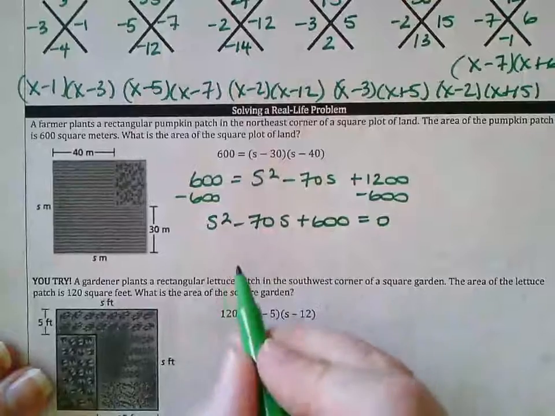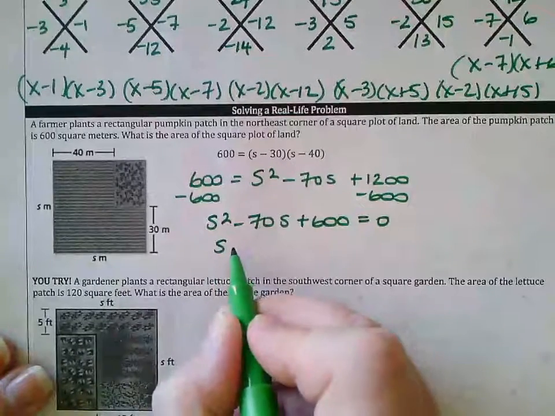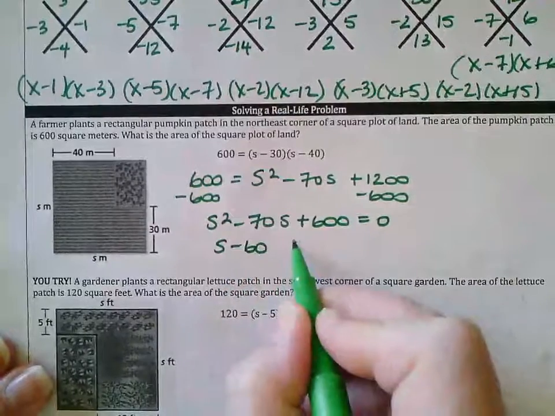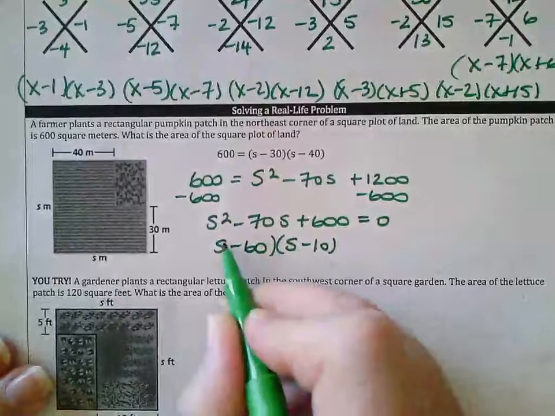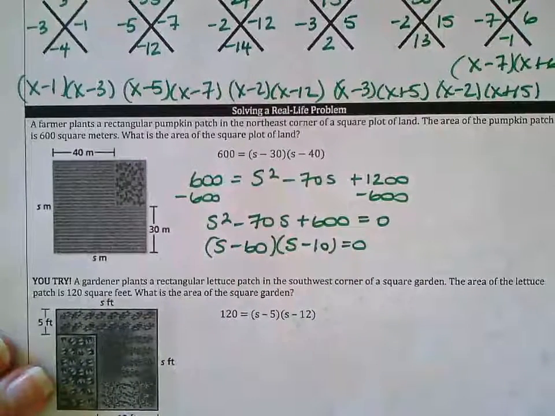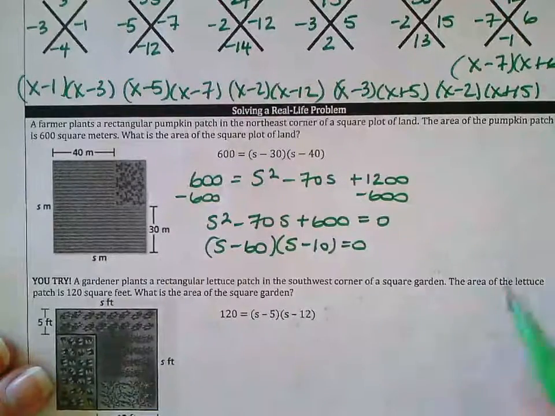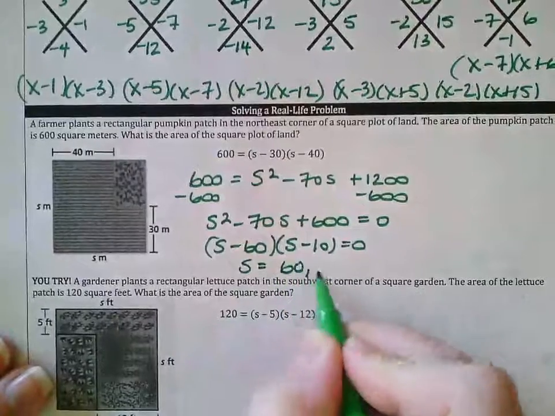So I'm going to get S minus 60 and S minus 10. By the way, S is never a good variable to use, just letting you know, because when you use an S, it looks a lot like a 5. So when I solve for this, I get x equals 60 or 10.